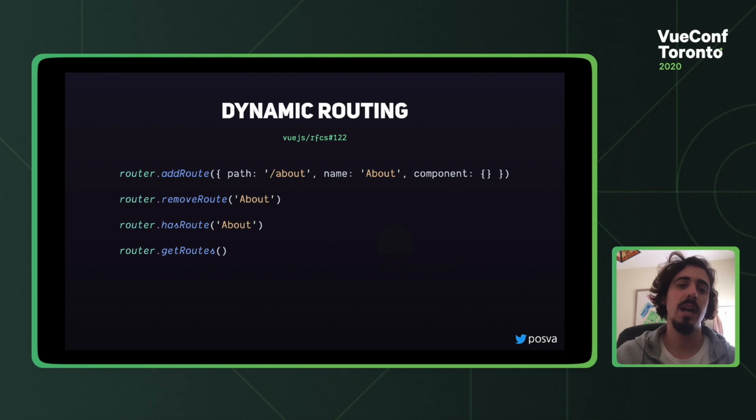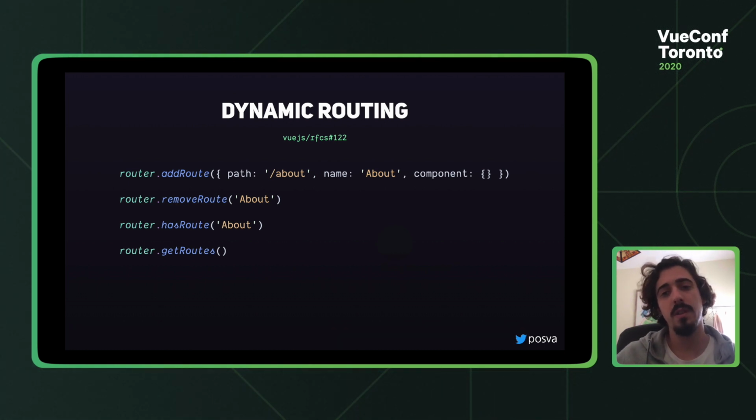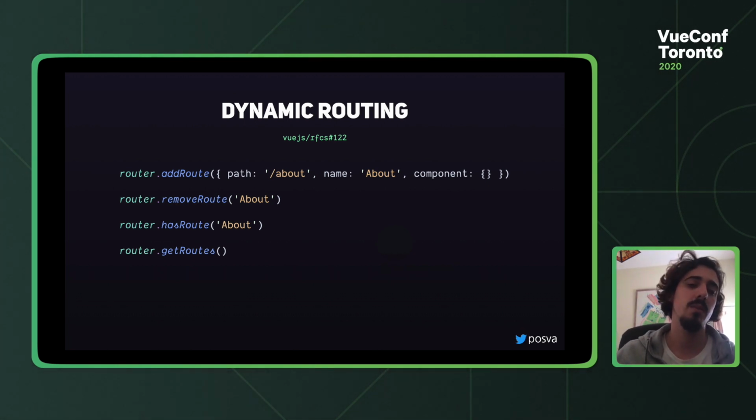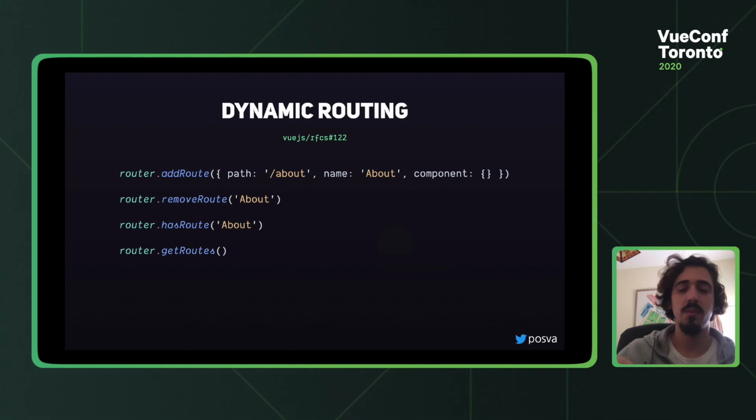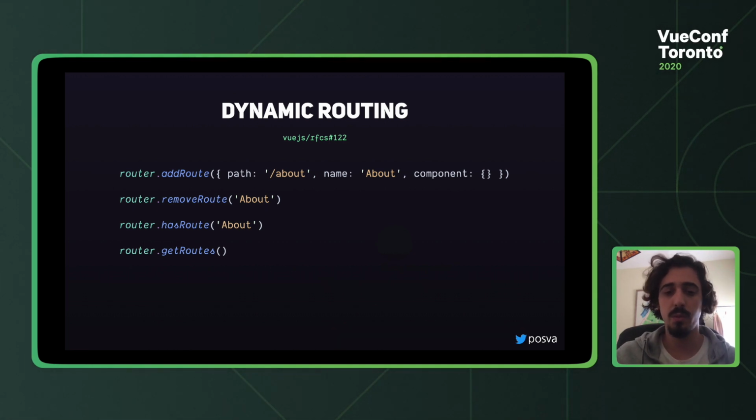So the dynamic routing in v4 looks like this. We have one function, addRoute, that allows you to add one route, and then you can call it multiple times to add multiple routes. It returns a function that you can call to remove the route that you added, but you can also call removeRoute directly with the name of the route. You can check if the router has a route with the same name registered, because by default, when you add a route with the same name, it removes the previous route before adding the new one. And you can get the list of all the current routes with getRoutes, which is not something that existed before in Vue Router 3.